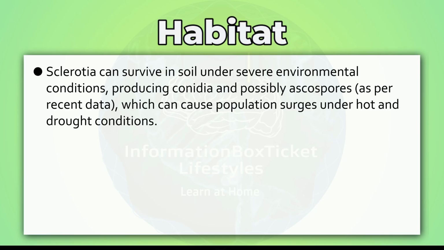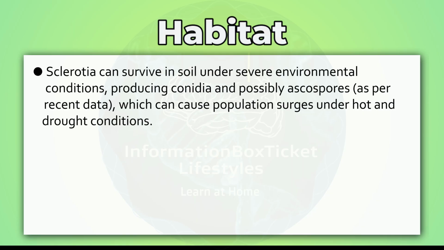Sclerotia can survive in soil under severe environmental conditions, producing conidia and possibly ascospores, as per recent data, which can cause population surges under hot and drought conditions.